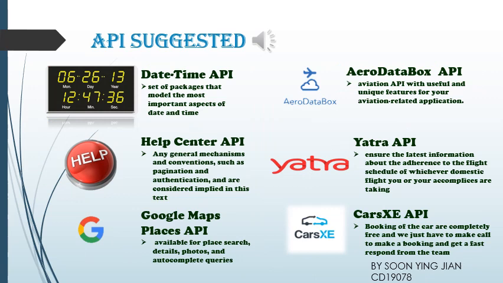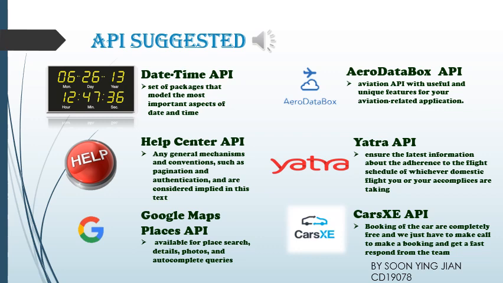These are the APIs suggested for Malaysia Airlines. First is Datetime API. It's a set of packages that model the most important aspects of date and time to the user. Second is Help Center API. It covers general mechanisms and conventions such as pagination and authentication, which are considered implied in this text.